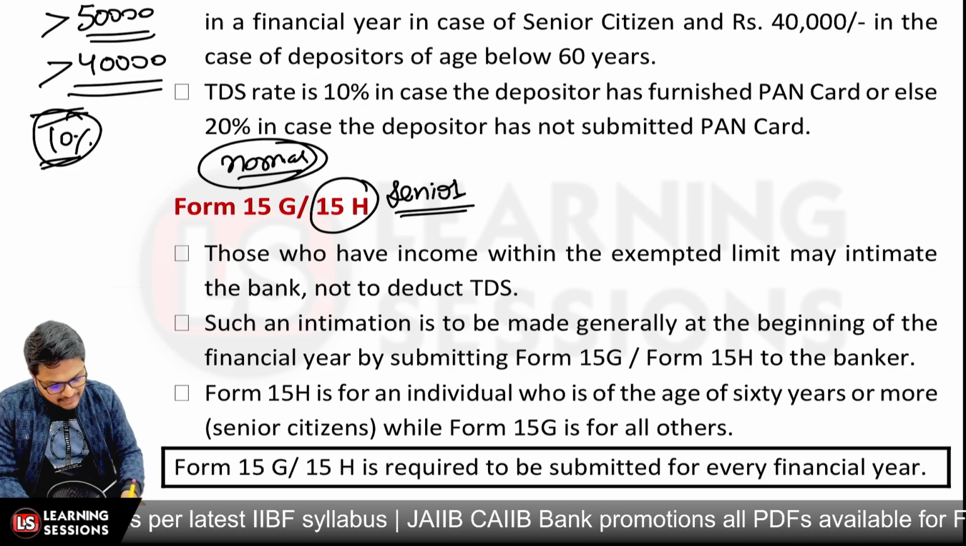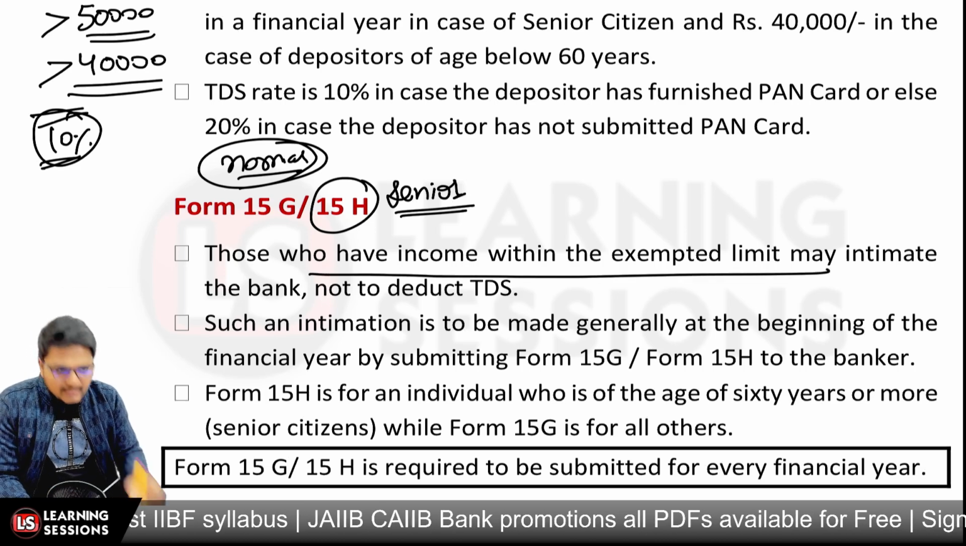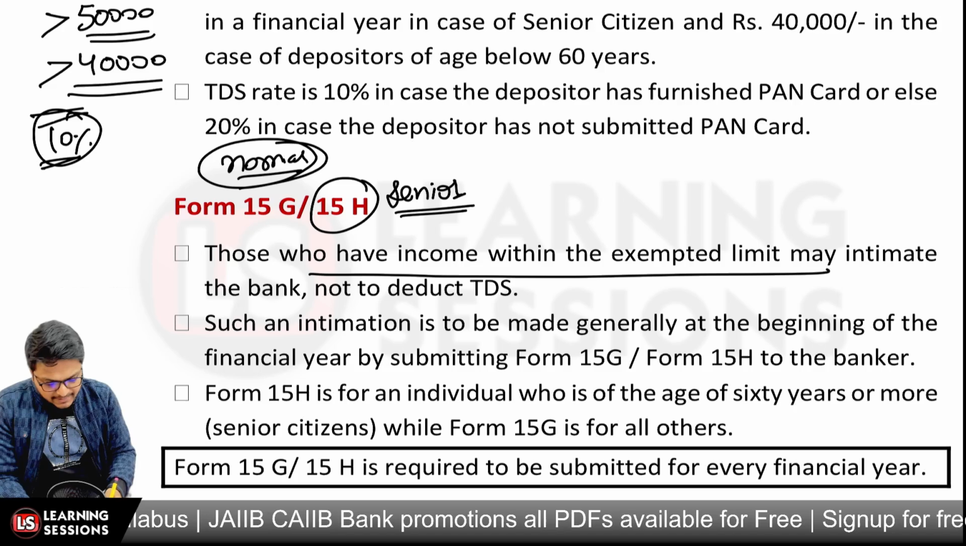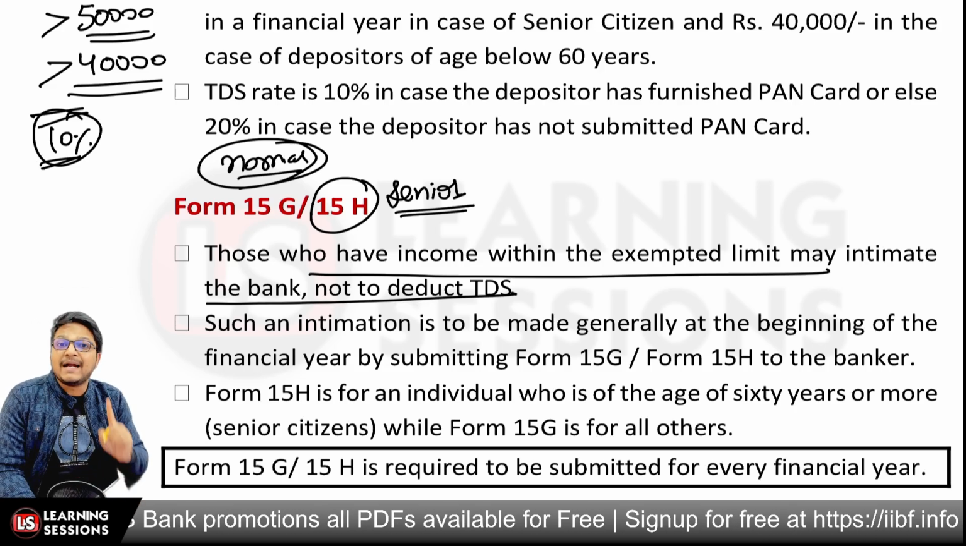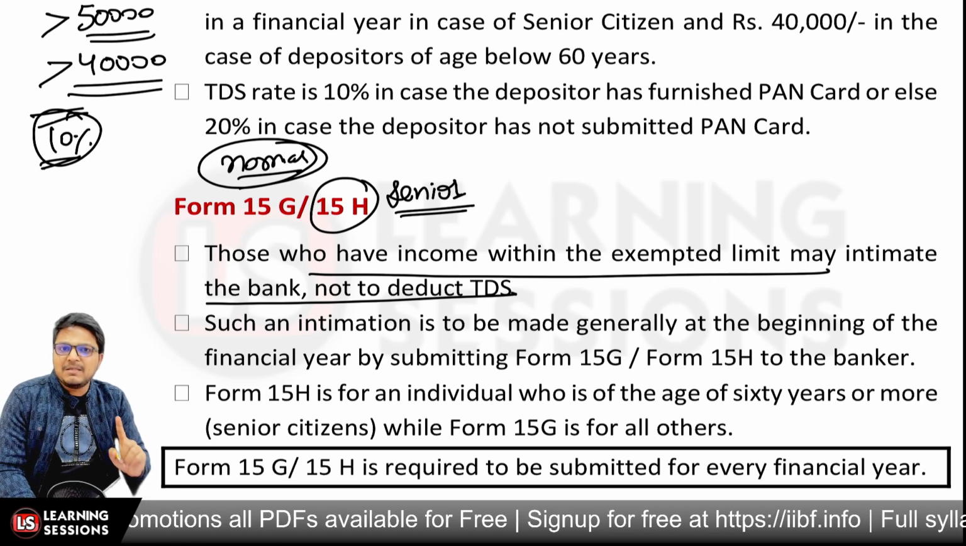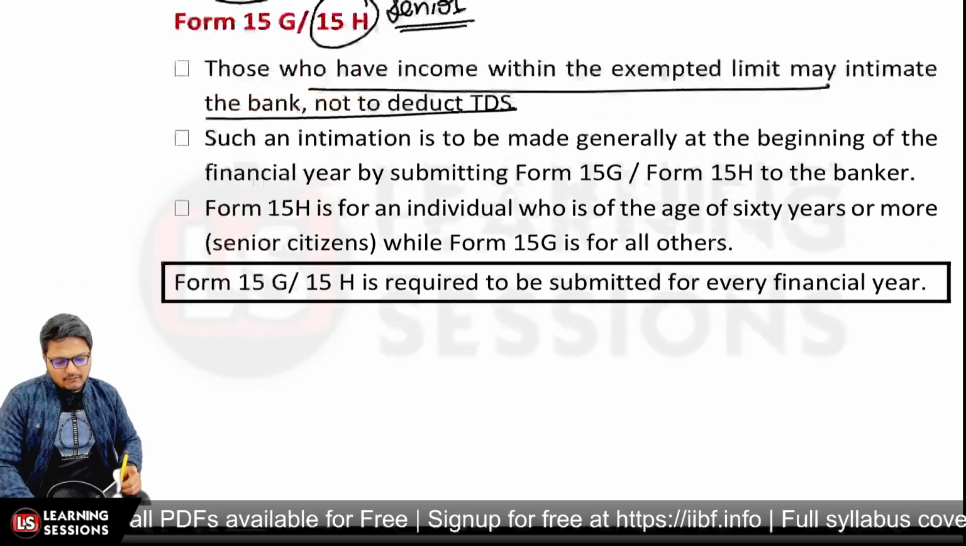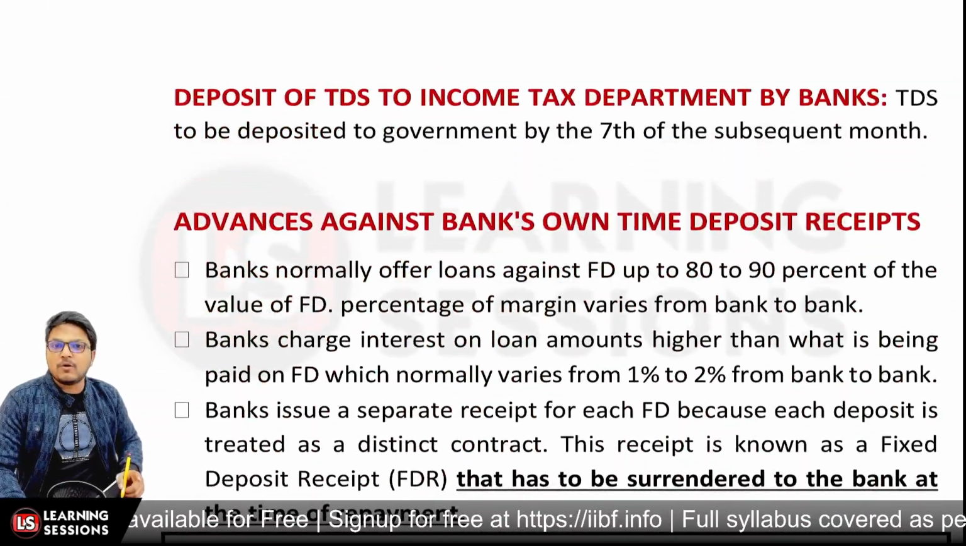So those who have income within the exempted limit, they intimate the bank not to deduct the TDS, and this 15G form and 15H form must be submitted for each and every financial year. Further, it's related to deposit of TDS.